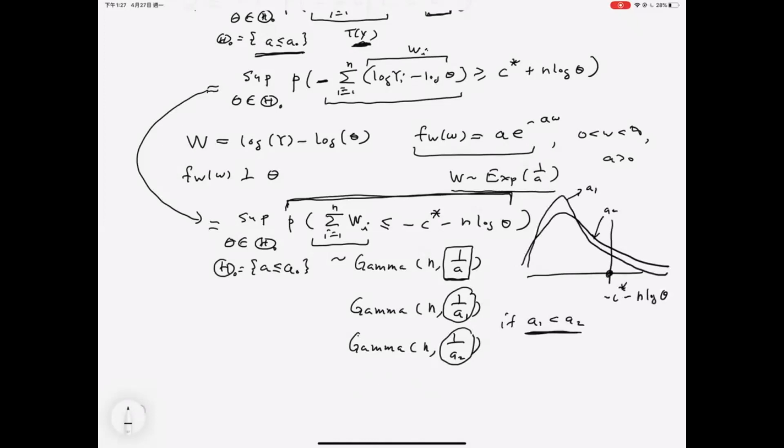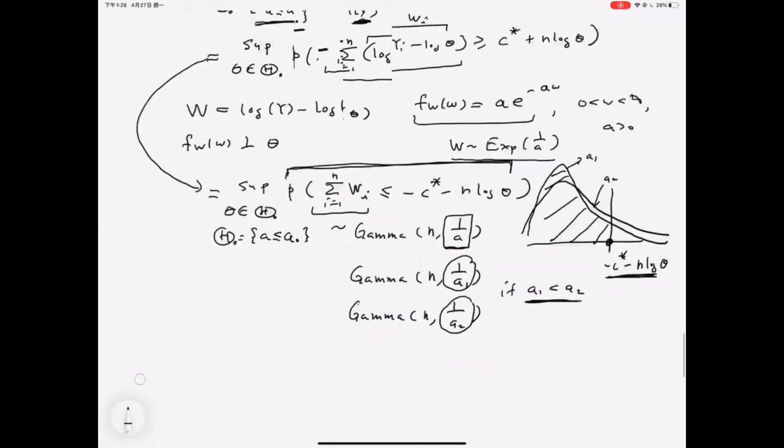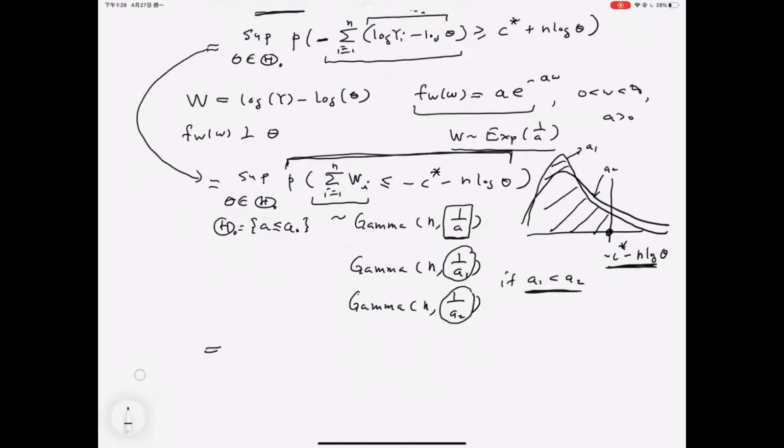Then eventually you have to compare the left hand side quantity, the left hand side PDF right here. Which one is smaller, which one has the bigger left hand side probability? This left hand side probability becomes a quantile. I know it's not easy to see that. The truth is, the maximum is going to happen at the boundary, in this case as well.